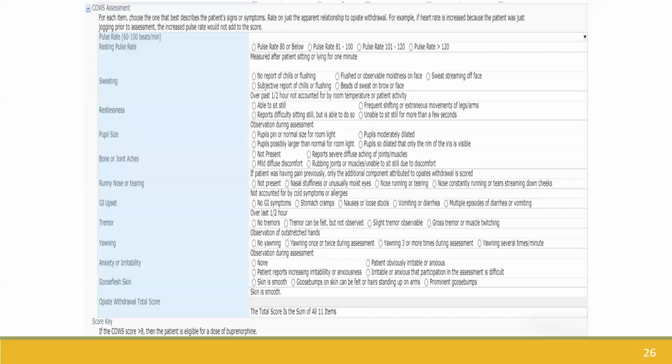Displayed here is a screenshot of the clinical opiate withdrawal scale. As I mentioned, the nursing team will be doing the clinical opiate withdrawal scale. This is a series of 11 questions that the patient can score on, and any score of 8 or greater makes the patient eligible to receive a dose of the medication.